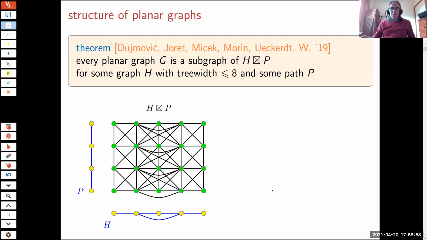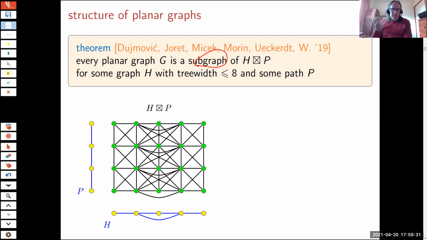Now, probably the key word here is... where's my cursor gone? Oh, my mouse has disappeared. Anyway, the key word is subgraph. Here's the key word, subgraph. Like, for example, on the previous slide, I said every planar graph is a minor of a path or a grid, which is sort of like a path times a path. But now we've got subgraph. This is a much stronger relation.